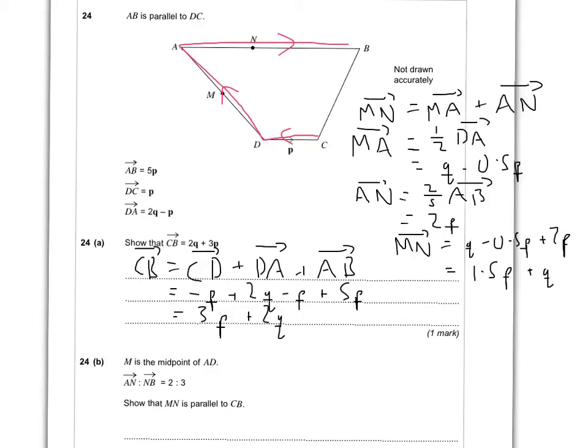We mentioned at the very beginning what the condition is for things to be parallel. A vector is parallel to another vector if one of them is a multiple of the other one. So I'm hoping that MN is a multiple of CB, and I can see that it definitely is.